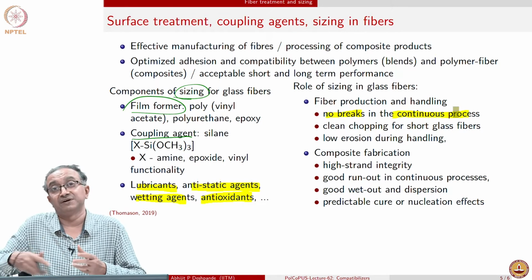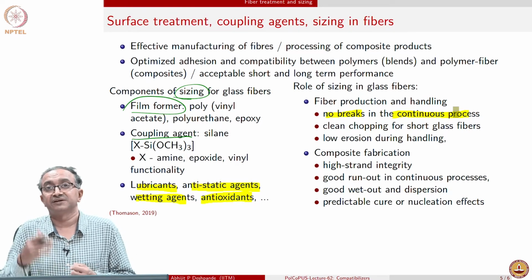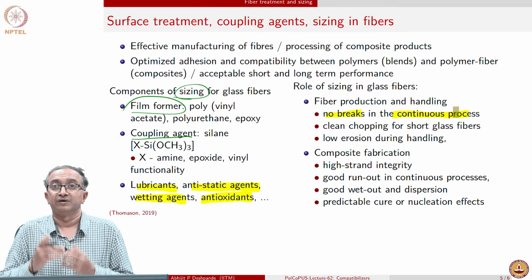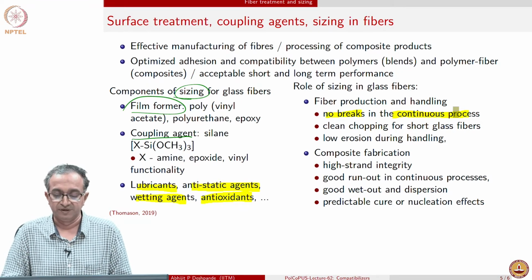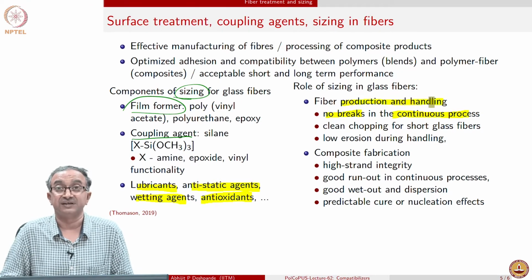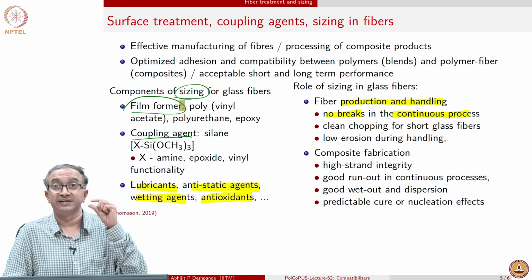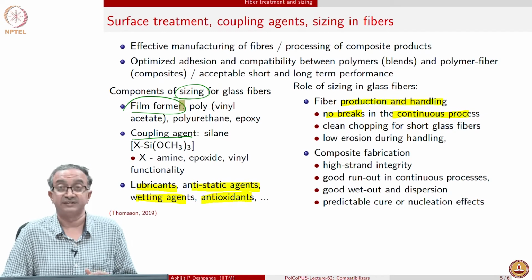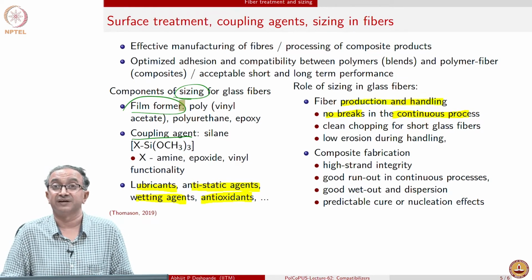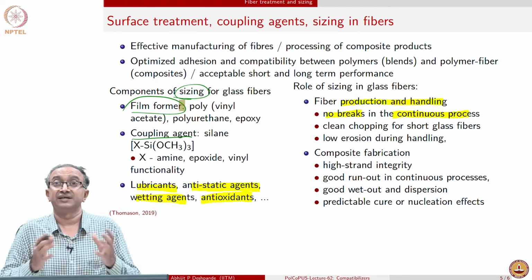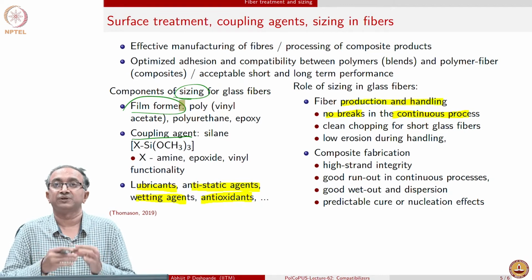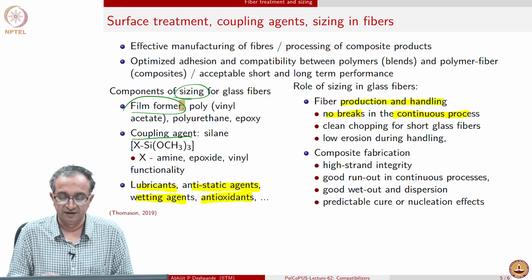So, during fiber production we need to make sure that there are no breaks in the continuous process. Whenever fiber is being manufactured, if there is a breakage of fiber involved, that will lead to loss of production time. So, generally fiber production and handling is improved when we apply these sizings, where there is a nice film former, a coupling agent, and lubrication and anti-static agents, then they make sure that the fiber does not break very easily.